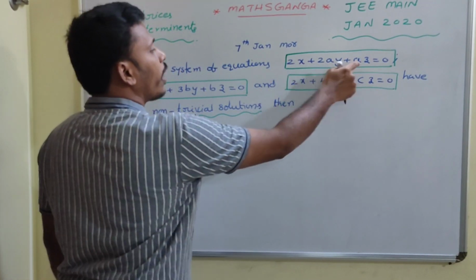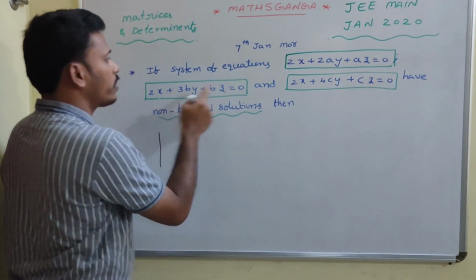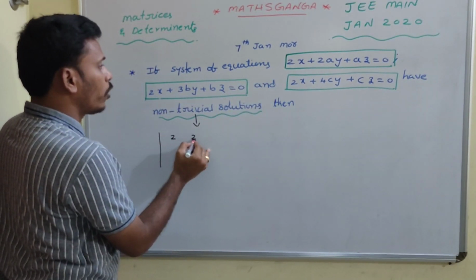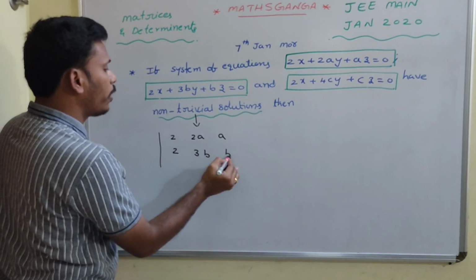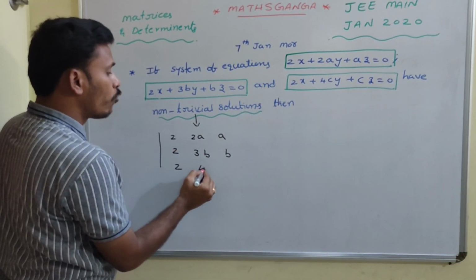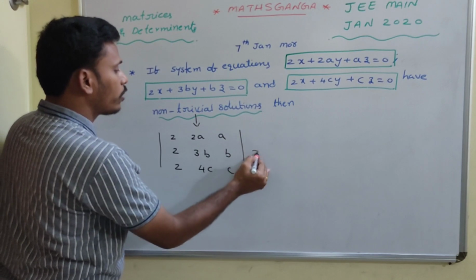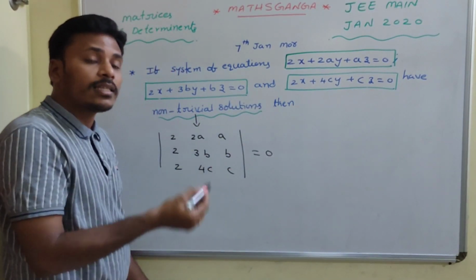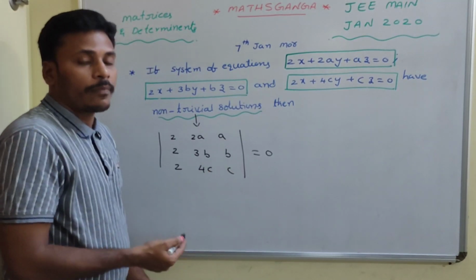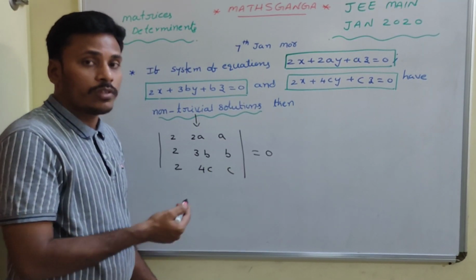You need to frame a matrix with the coefficients of x, y, z. So from there, 2, 2a and a, and from there 2, 3b and b, and then 2, 4c and c is equal to 0. Since the system has non-trivial solutions, it is very clear that this determinant is 0. Then you need to utilize certain properties of the determinants.